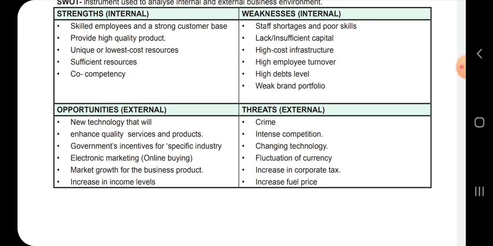Increase in corporate taxes. So the taxes that are increased by government, it's not the business. It's not a problem that exists within the business. It's outside the business but affects the business. So anything that exists outside the business but affects the business, it can either be an opportunity or a threat. But anything that exists within the business itself is a strength or a weakness.